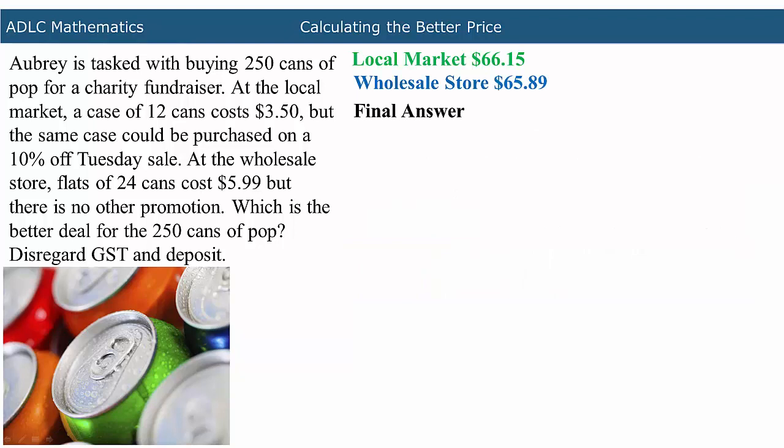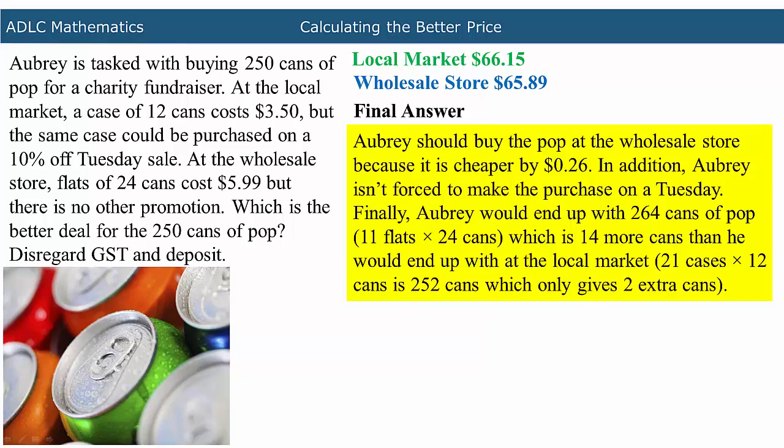Now you will use this information to formulate an answer to the problem. Aubrey should buy the pop at the wholesale store because it is cheaper by 26 cents. In addition, Aubrey isn't forced to make the purchase on the Tuesday. Finally, Aubrey would end up with 264 cans of pop, which is 14 more cans than he would end up with at the local market.